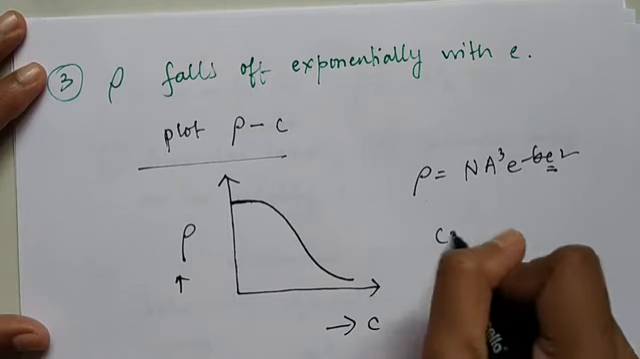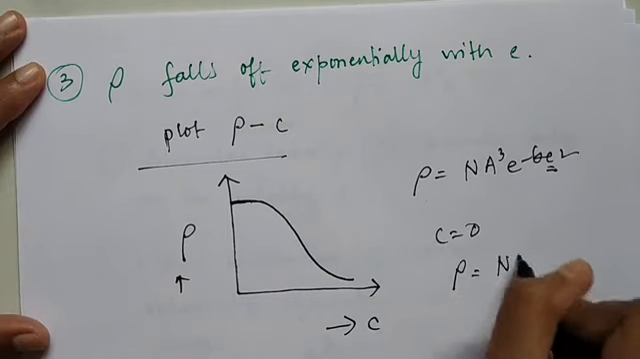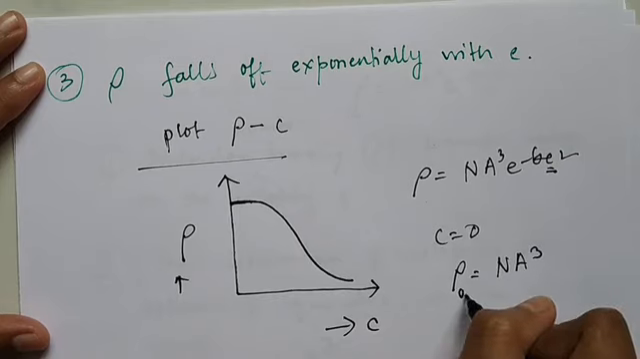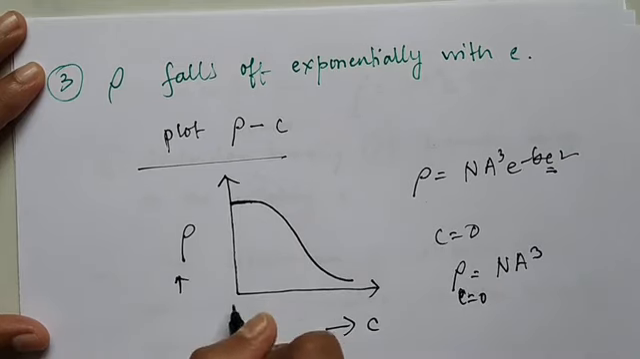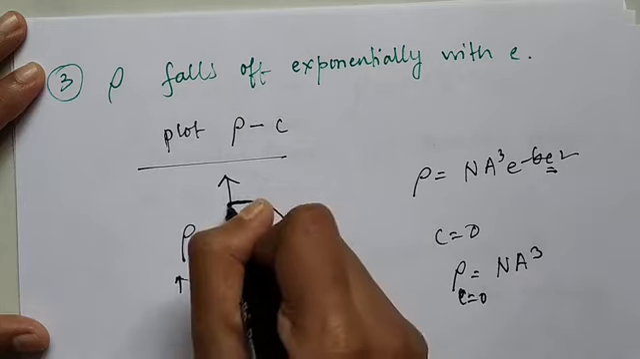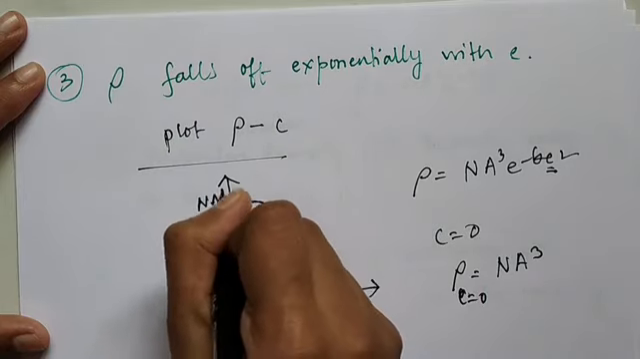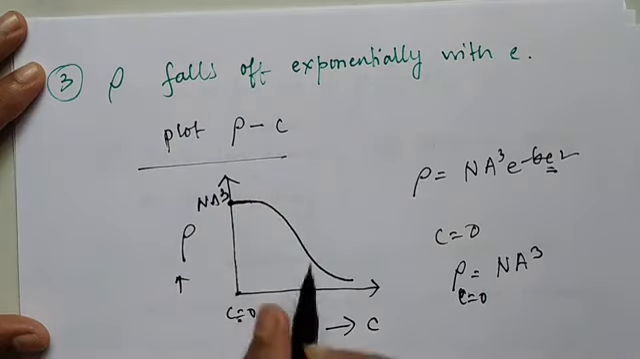And at c equals 0, rho is n a cube. Okay, so at c equals 0, the value of number density is n a cube.